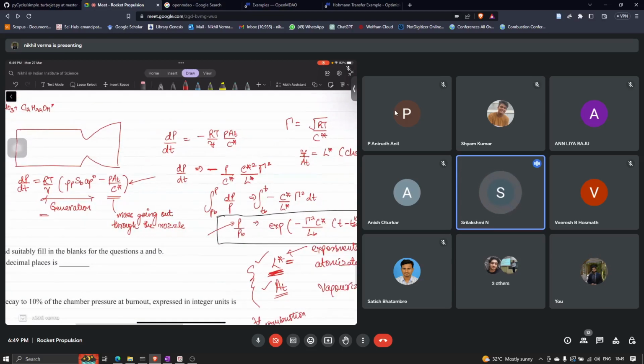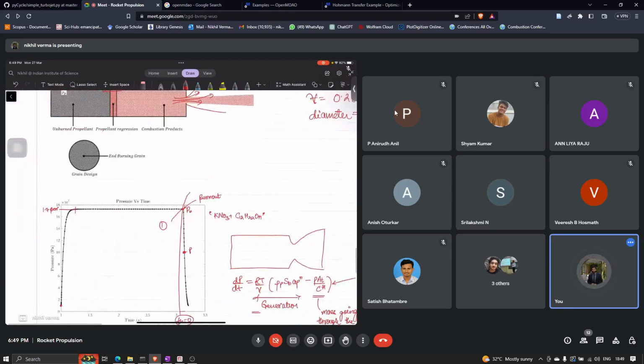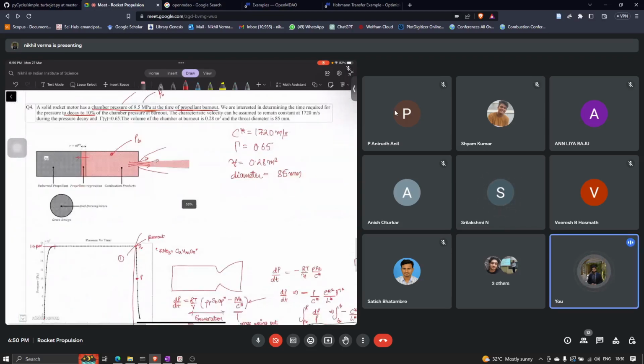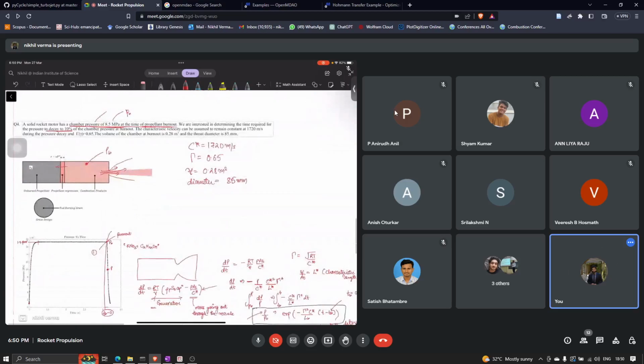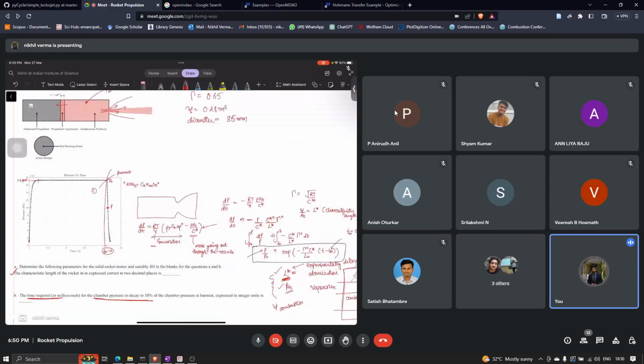But then what about the pressure? Because both these pressures are not known, right? Or are they? It is given that the chamber pressure is 8.5 megapascal, which is equal to PB, the pressure at the time of burnout. The question is to calculate the time it requires for the chamber pressure to reach 10% of this PB.